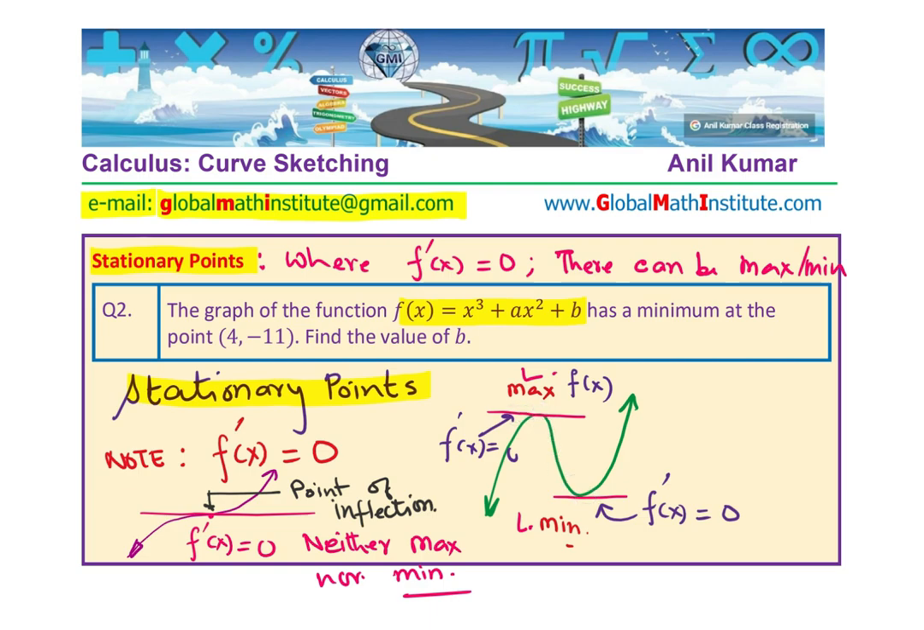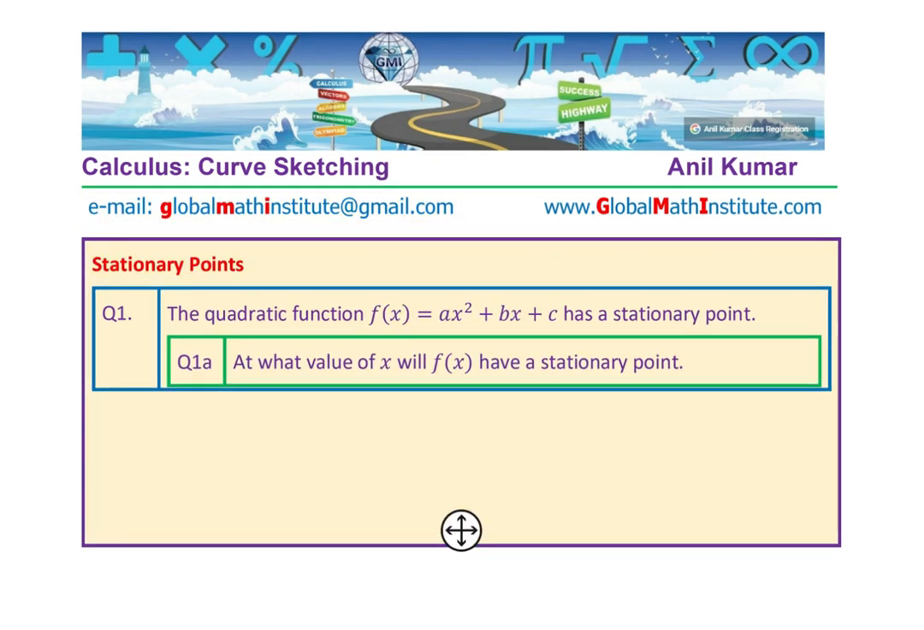Correct? Now, the concept is clear. Let's begin with the solution of these questions. The very first one is a quadratic function ax squared plus bx plus c. And this quadratic function has a turning point, right? Every parabola, which represents the graph of a quadratic function, will have a turning point, and therefore, it has a stationary point.